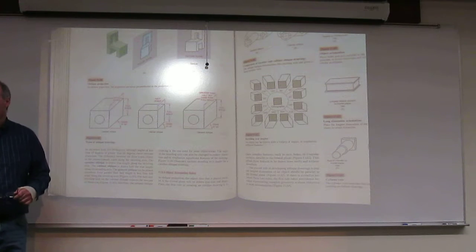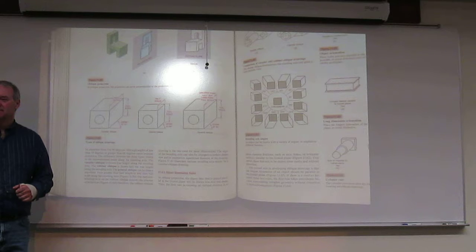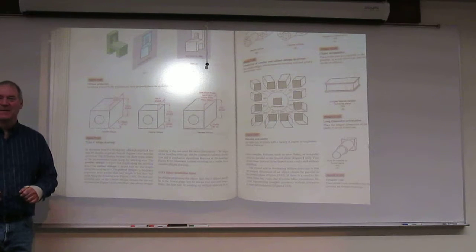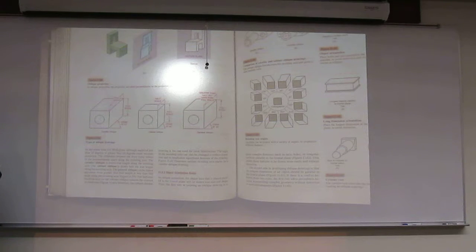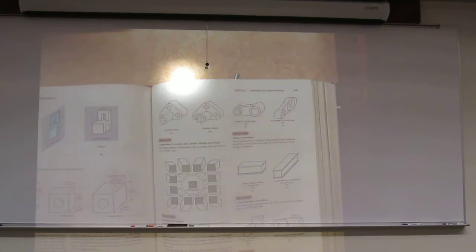So question: in figure 11.6, they show a mechanical object in cavalier oblique and cabinet oblique. They look completely different. How do you know which one is true? If I tell you the dimensions, how do I know which one to build? It's a visualization thing. So it's two different builds.